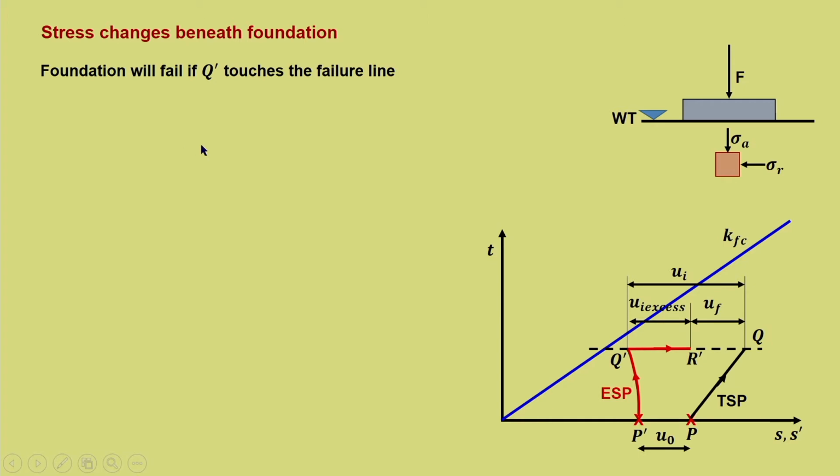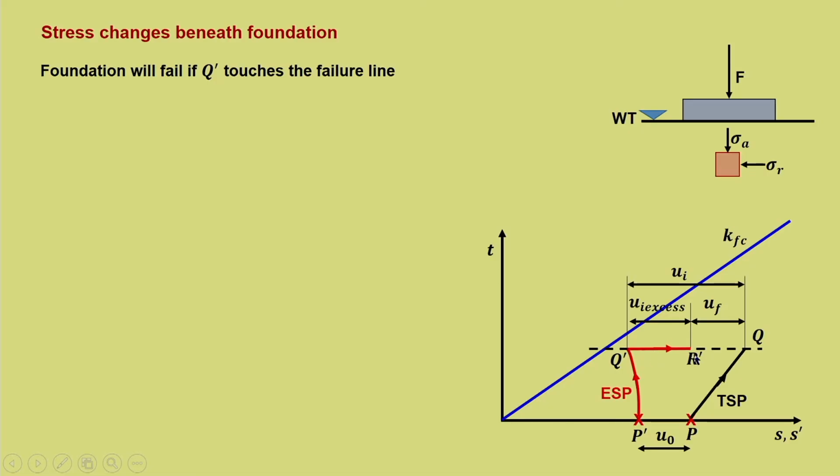Foundation will fail, we know, if Q dash touches the failure line. What does that mean? Up to Q dash it represents the undrained loading condition. So, if the foundation has to fail, it has to fail during this short term undrained period. Why? I am talking with respect to a specific loading condition, because if Q dash touches the failure line, only then is it bound to fail.